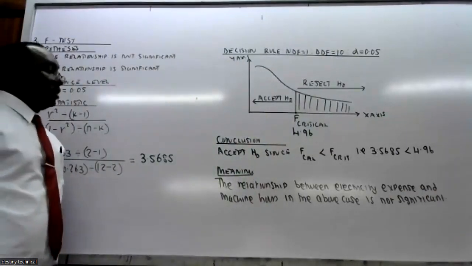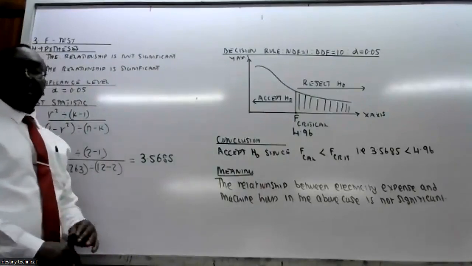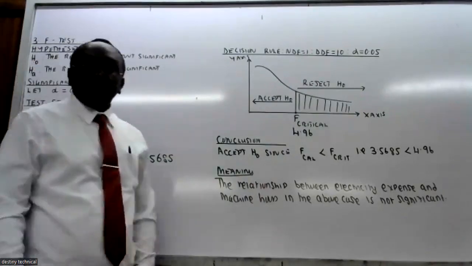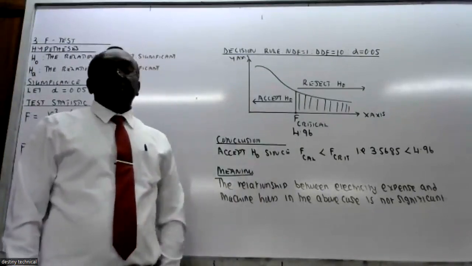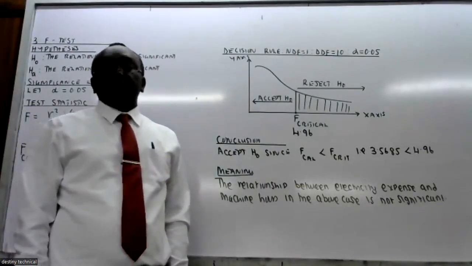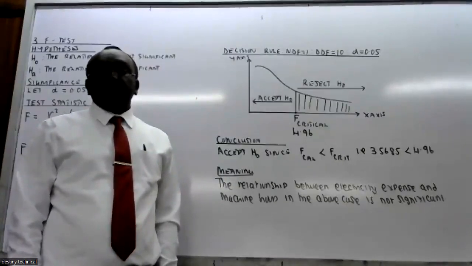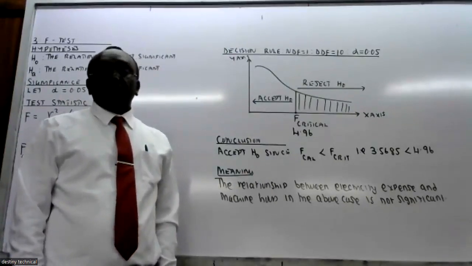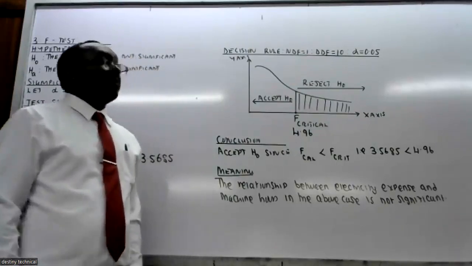The relationship between electricity expense and machine hours in the above case is not significant. What that means is that it's not very important. In the streets, when people are in relationships, you hear them say, I'm in a relationship, but it's not a serious one. When someone tells you it's not a serious one, they are still open for any other that can come. But when someone tells you, I'm in a serious relationship, or a significant relationship, they are already satisfied and not open for any new relationship.